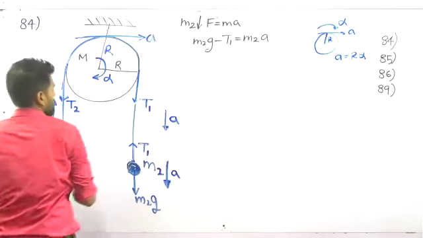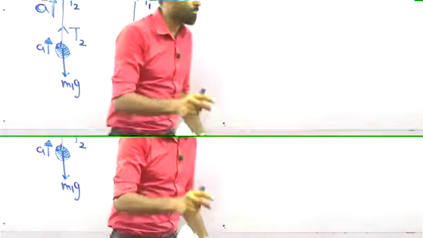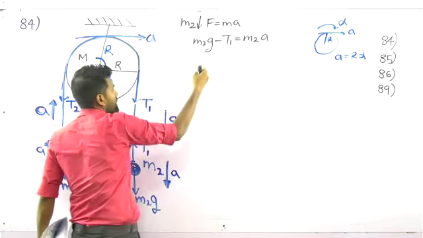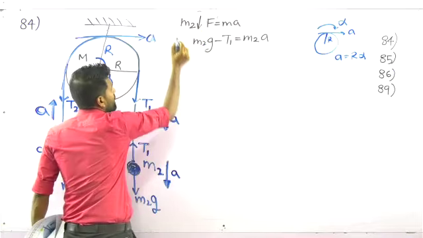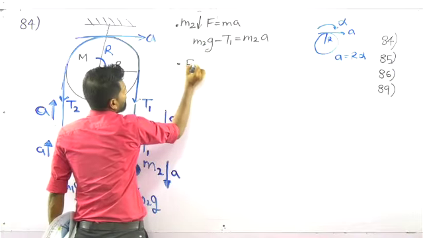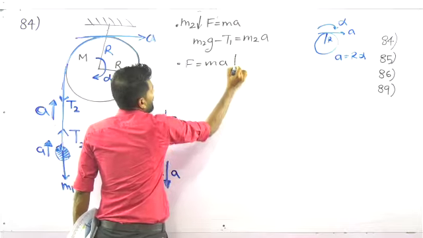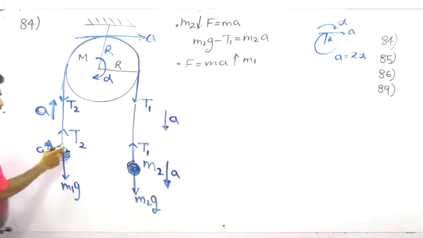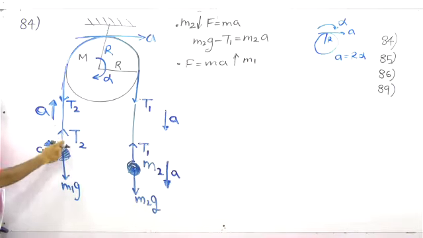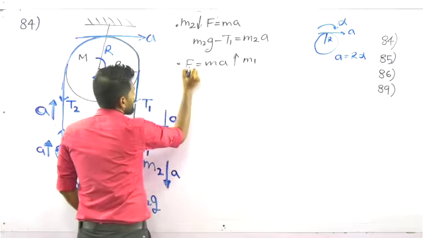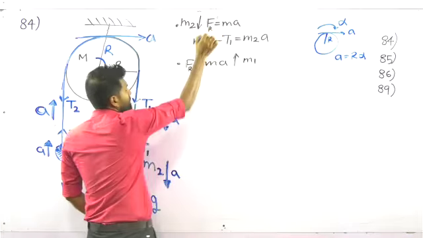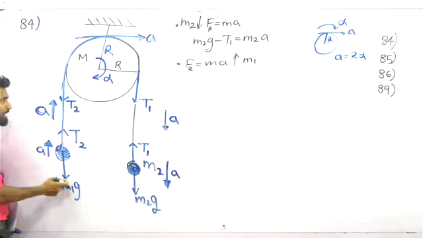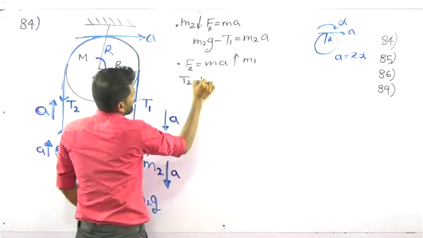It's also present. Okay. We applied F equals MA for M2: M2G minus T1 equals M2A, moving downward. Then we applied F equals MA upward for M1. Here, on this side, M1 moves up. The resultant force upward is T2 minus M1G. In F equals MA, F means the resultant force.